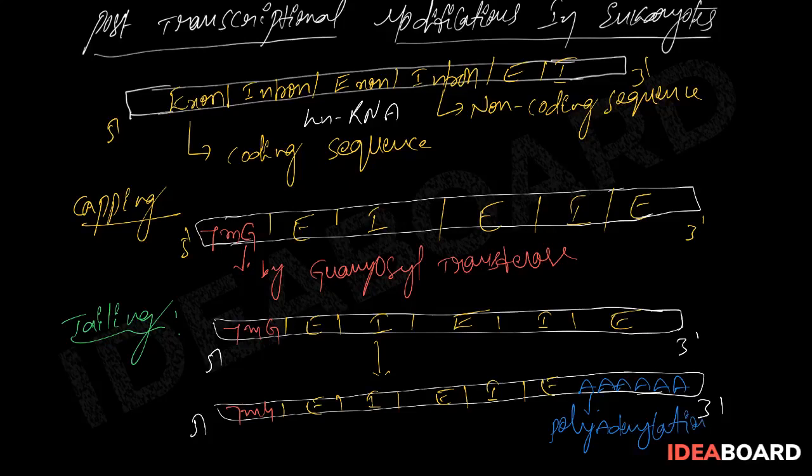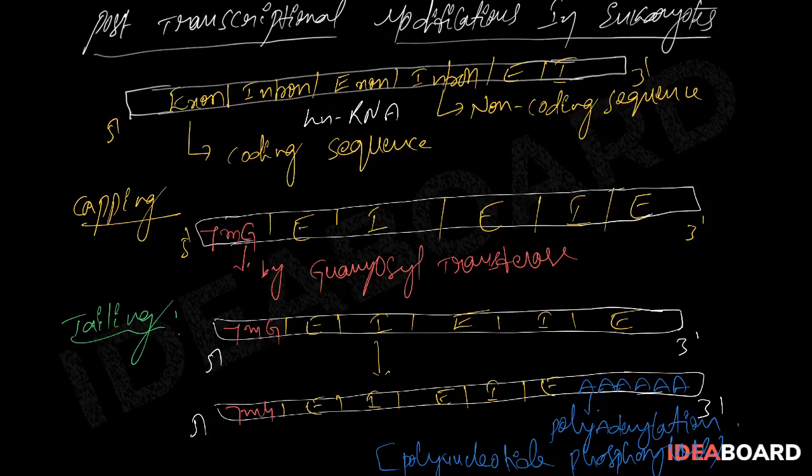Polyadenylation is done by the enzyme polynucleotide phosphorylase, which was discovered by Severo Ochoa. In honor of Ochoa, it is also known as Ochoa enzyme.